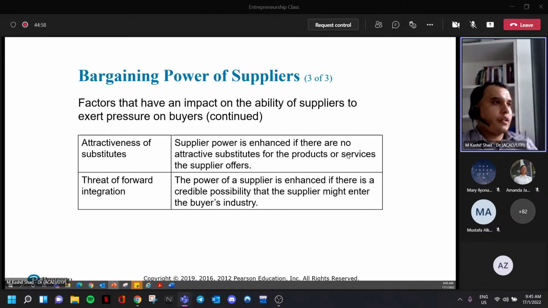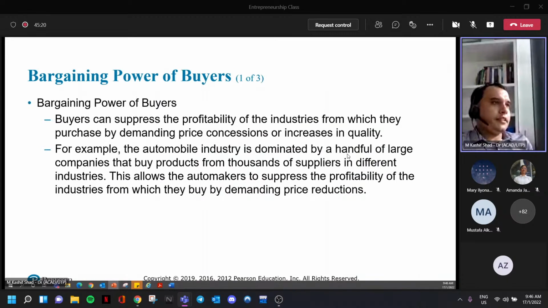Then attractiveness of the substitute. Supplier power is enhanced if there are no attractive substitutes for a product or service the suppliers offer. Then threat of forward integration. The power of the supplier is enhanced if there is a credible possibility that the supplier might enter the buyer's industry. Then another force that will affect the attractiveness or the profitability in the business is the bargaining power of buyers.